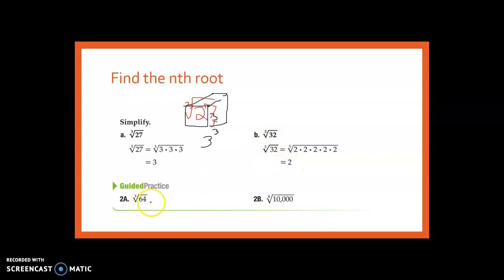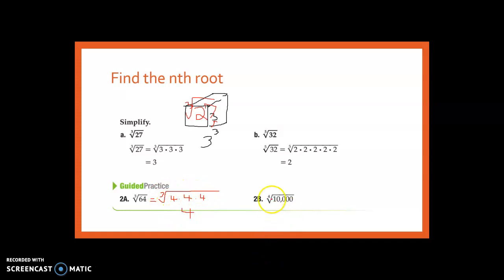All right. So here's the first one, 64. And you're looking at 64 and you probably think 8 times 8 is 64, but that would be the square root of 64. So we're looking for what number can I multiply by itself 3 times to get 64. So I might think of this as 4. I could say 4 times 4 is 16 times 4 is 64. So the cube root of 64 is 4.